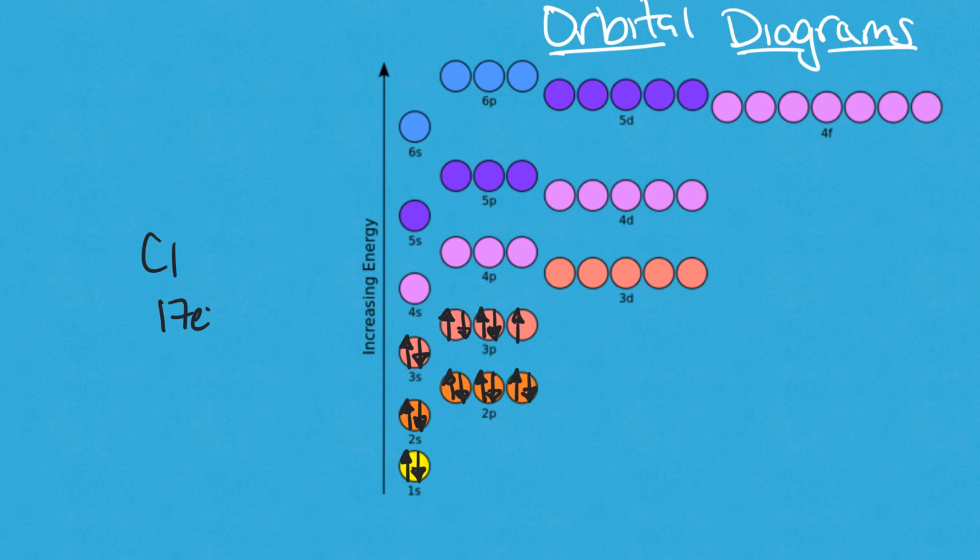And we can do the same thing for ions. For ions, you just have to keep in mind how many electrons we have. There's nothing really crazy about it. They're just ions.